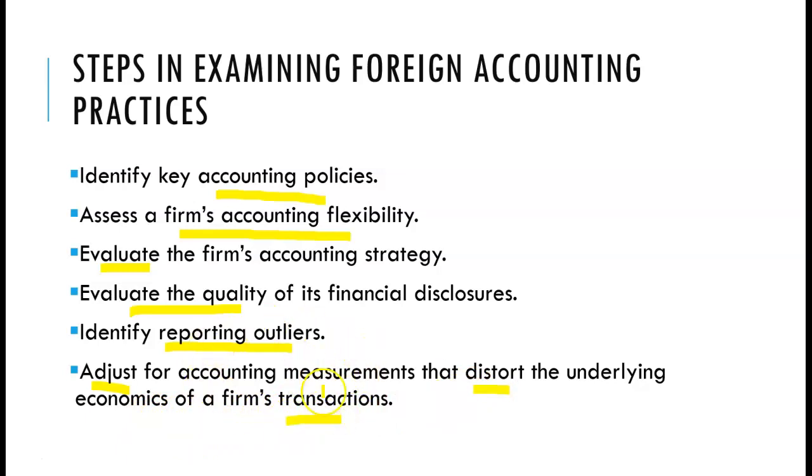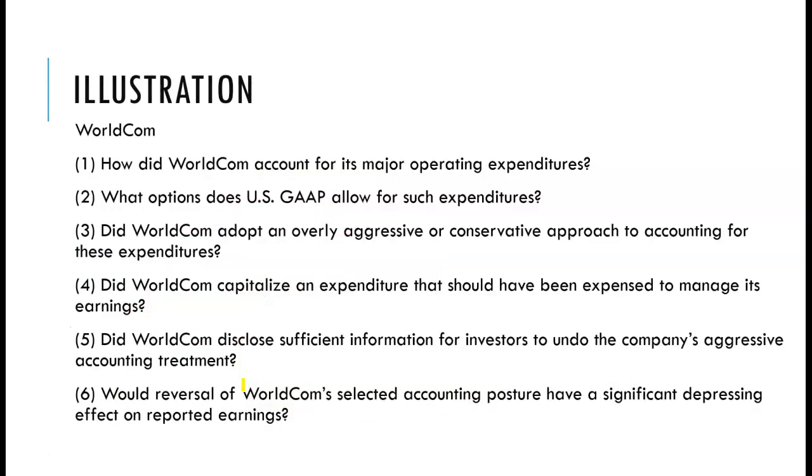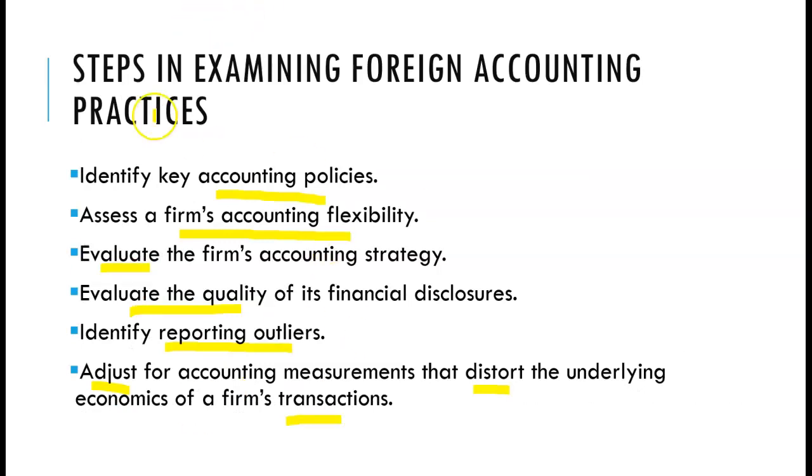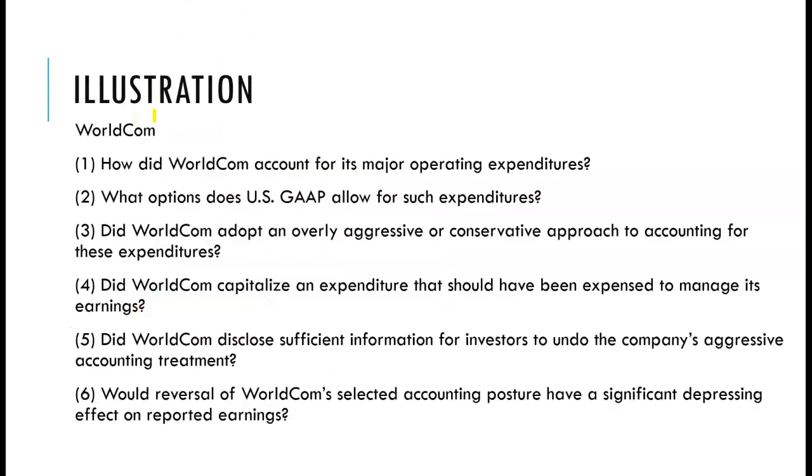So if there are, because of the judgment just now, results that distort the reporting, the analysts have to adjust. Okay, so to illustrate this process, we illustrate using a real case. For example, we use WorldCom. So, consider the accounting quality of WorldCom.